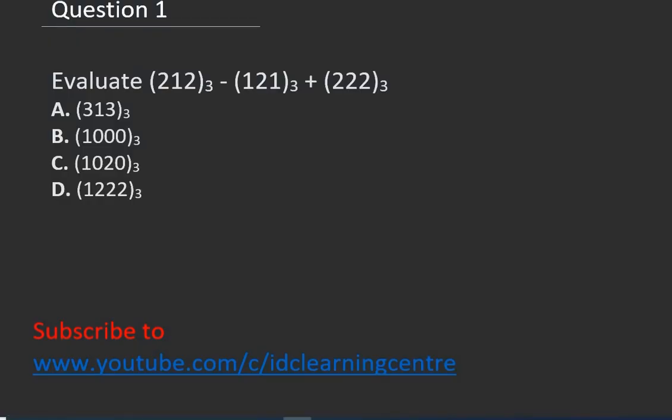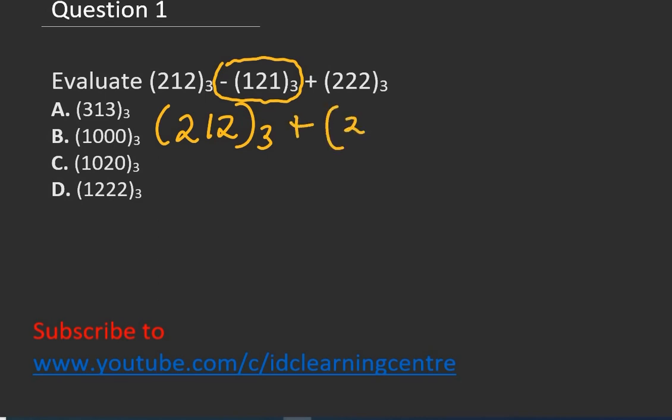Evaluate 212 base 3 minus 121 base 3 plus 222 base 3. This question is on bases. Since they are all the same base, the first thing you need to do is to rearrange. So here I'm going to bring down this 212 base 3, then I'll skip this negative. We have to attend to positive first, plus bracket 222 base 3, and then the negative can come, which is 121 base 3.